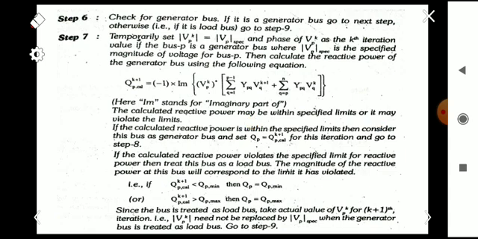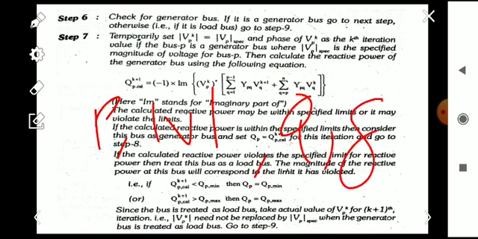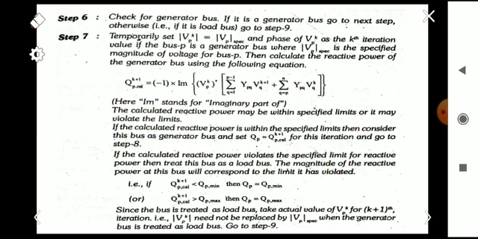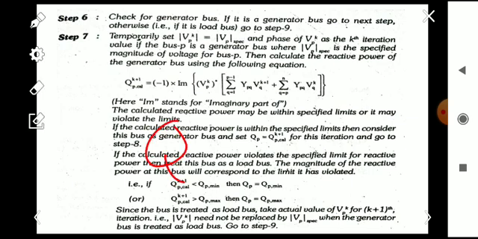If it is a generator bus, we know that normally the values of P and magnitude of V will be specified, and we have to find Q and the actual value of delta. In the question itself there may be specified some limits for Q, that is, the reactive power should be between 0.5 and 1.5, like that. The reactive power may be within the specified limit, or it may violate the limits. So if the calculated reactive power is within the specified limit, then consider the bus as a generator bus and set QP equal to QP calculated k plus 1 for this iteration, and go to the next step 8.